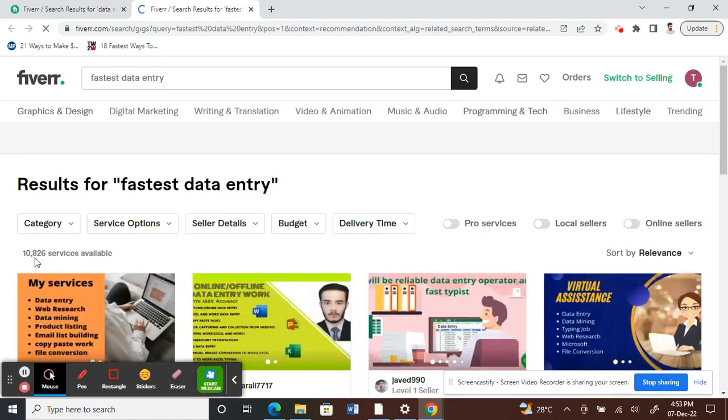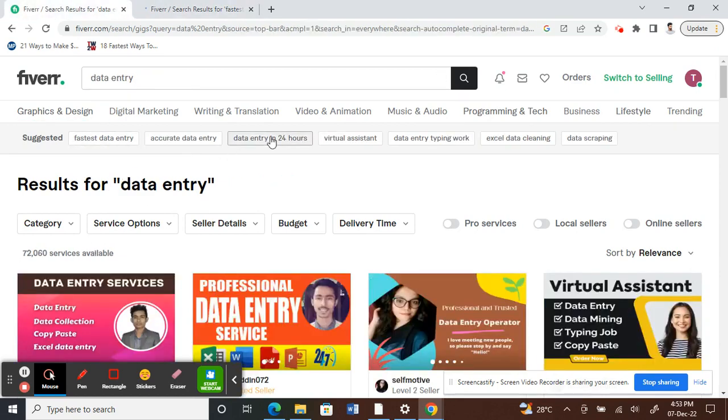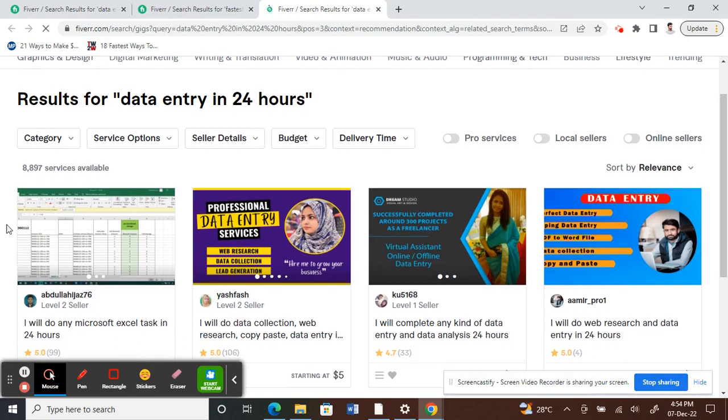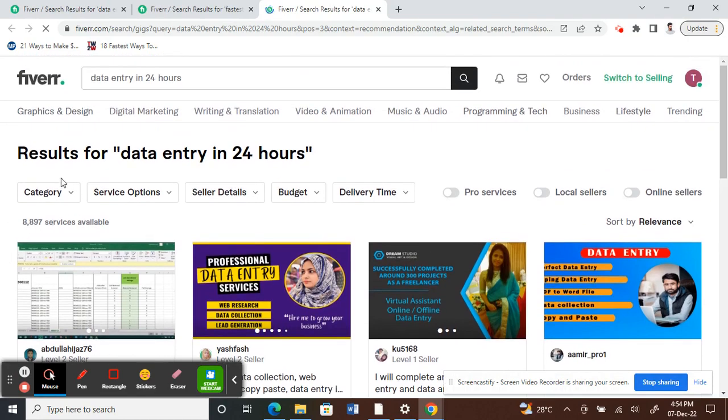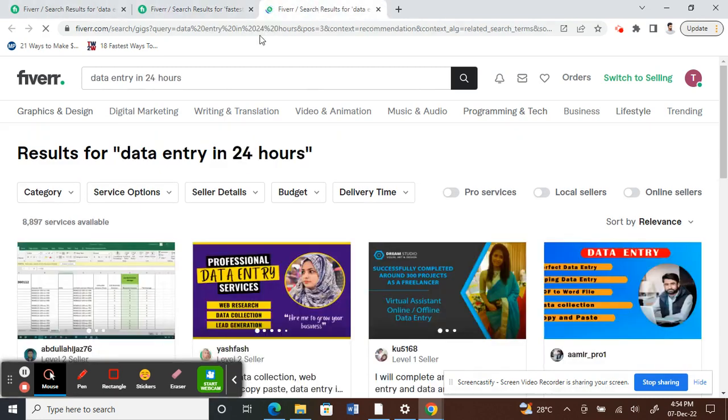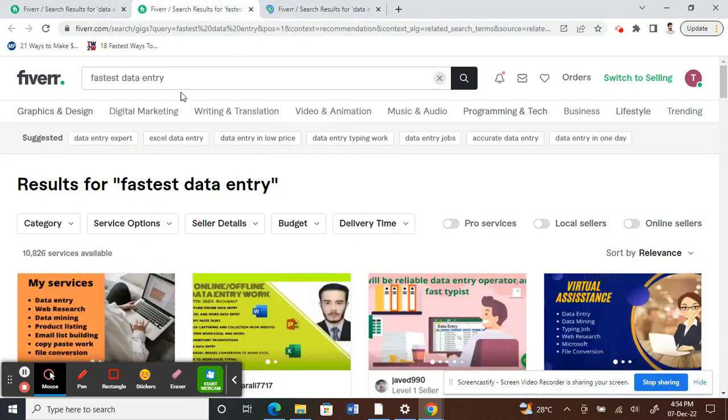So that's got 10,000 services, which is quite a bit less than the previous one. So I can try to use this, fastest data entry, or what about this one, data entry in 24 hours. If I search for data entry in 24 hours, I can see only 8,800. These are pretty low. So which means these keywords, data entry in 24 hours and fastest data entry, are low competition keywords compared to these ones.